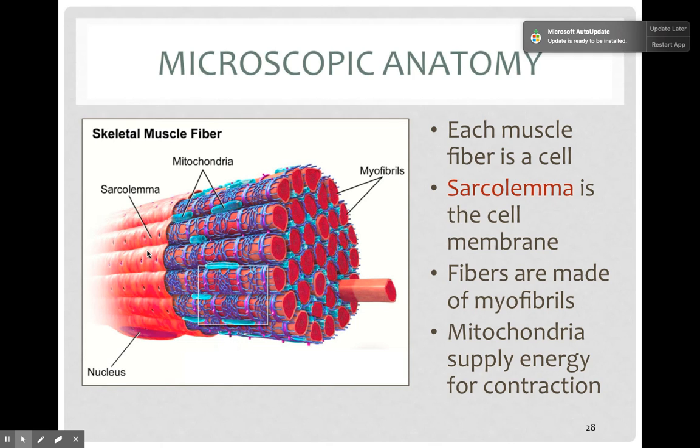The fibers are made of what's called myofibrils. So this is all one big fiber. These inside pieces right here, like the one that's jutting out, is a myofibril. Mitochondria, remember, are the powerhouse of the cell. Mitochondria is what supplies the energy for your muscles to contract.